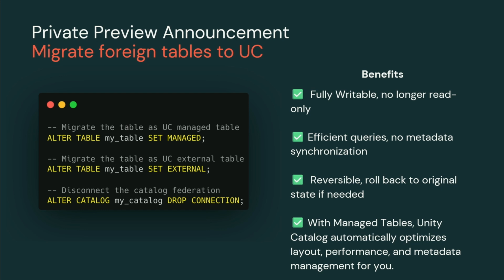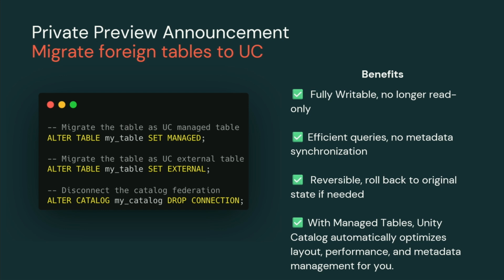So the first command you'll see is that we're allowing you to ALTER TABLE SET MANAGED. And so this can be a foreign table right here in the middle. And this is really powerful. We also provide you the ability to ALTER TABLE SET EXTERNAL. And lastly, when you've moved all your tables, you can even disconnect the catalog federation, where you can ALTER CATALOG DROP CONNECTION. And we'll show you all of these commands in action in a few moments.